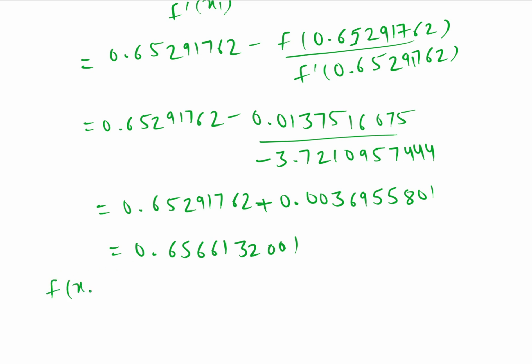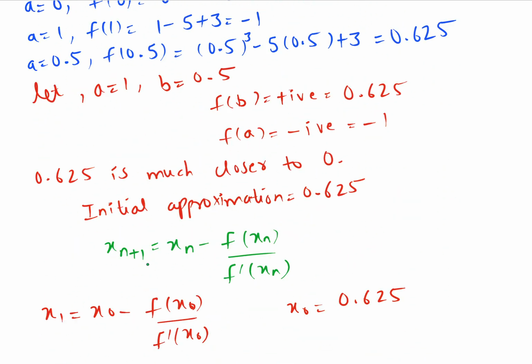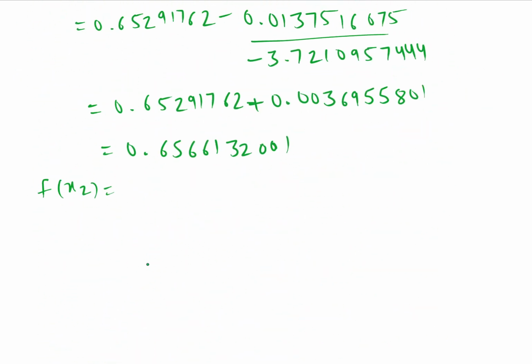So what we can do is find f of x2. What was f(x)? I think it was x cube minus 5x plus 3. We can put this value of x here. So let's find out the answer. 0.656613201 cube minus 5 times 0.656613201 plus 3.